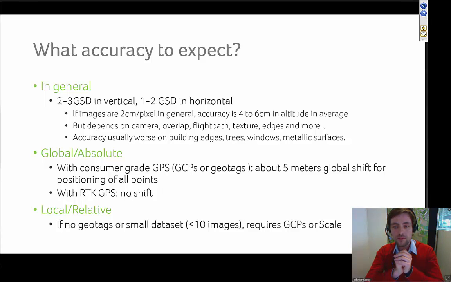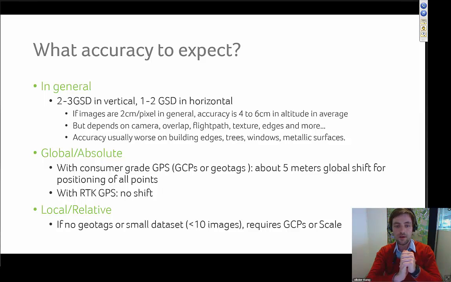Now, this is a good rule of thumb, but it also has to be taken with lots of precautions. The first one is that this value that we give, this 2 to 3 times GSD in vertical and 1 to 2 in horizontal, is relative to many different things, and it's a general average value. So first, it will depend a lot on your camera, on the overlap, on how the images were taken with the flight path, also on the scene you have, on the texture, on the edges, and on the content of your scene. And the accuracy will definitely be worse very close to building edges, on trees, on windows like glass windows, on metallic surfaces, and many other parts where definitely you should not expect such a high accuracy.